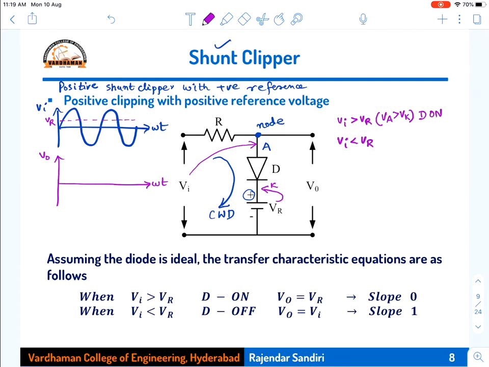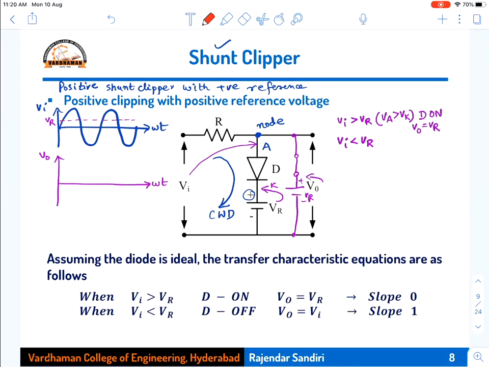But in the entire output, the output has the short-circuited diode plus the battery whose voltage is VR. Then what will be your output voltage if you see from this node to this node? It is simply equal to VR. So your output voltage V0 is equal to VR for the voltages greater than VR. So your output voltage graph will be above VR, from here onwards.